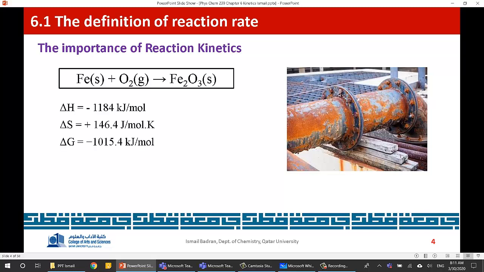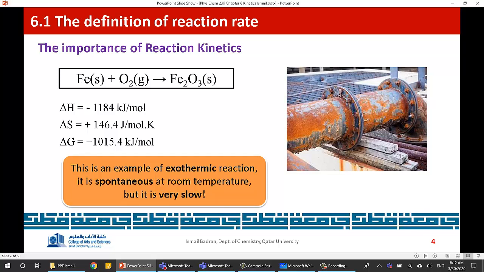Now this reaction, for example, has a delta H of minus 1184 kilojoule per mole, which is very exothermic. There is also an entropy value of 146.4, so the entropy increases in the course of this reaction. And if you do the math, you will find delta G to be equal to minus 1015, and this means this reaction is spontaneous at room temperature, and it's exothermic. So you might expect this reaction, because it's exothermic and spontaneous, to happen by itself very quickly. But the fact of the matter is, this reaction is very slow.